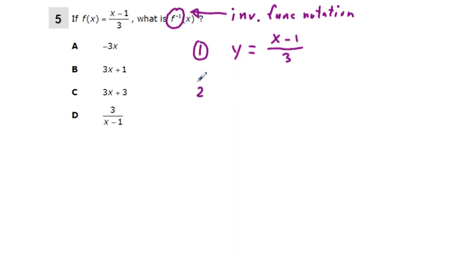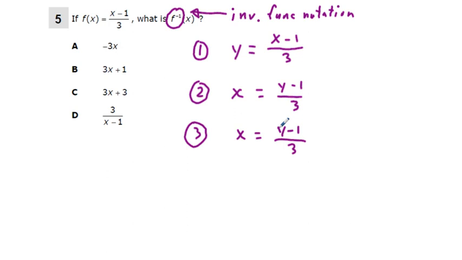Step 2 is we switch places with the x and y. So we're going to write this as x equals y minus 1 over 3. Okay, step 3 is going to be solve for y, the new y in this case. So I'm going to rewrite this x equals y minus 1 over 3. And we're going to solve for y by first multiplying both sides of this equation by 3. So the 3s cancel on the right side, and then we end up with 3x equals y minus 1, and then we add 1 to both sides of this equation.